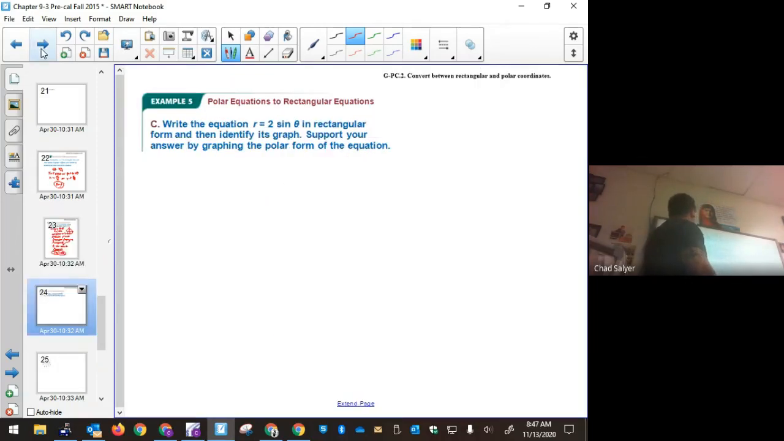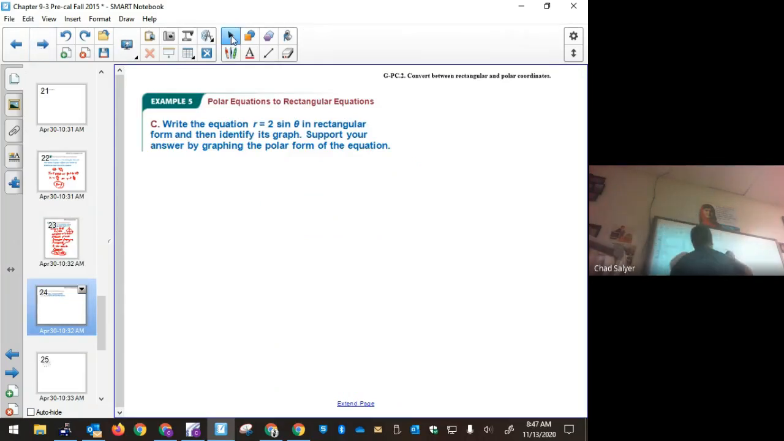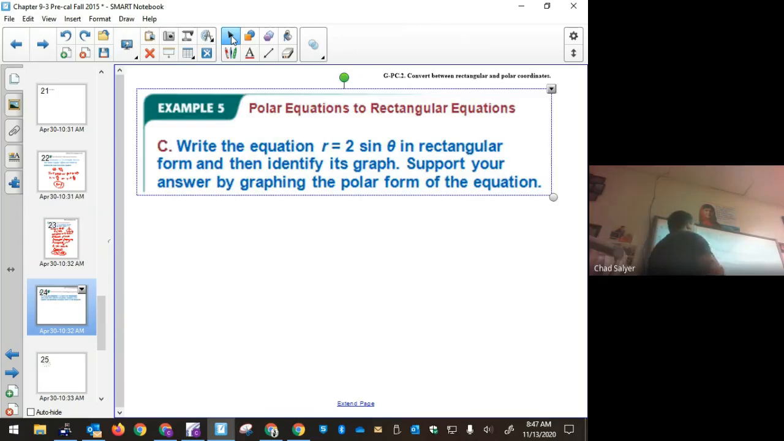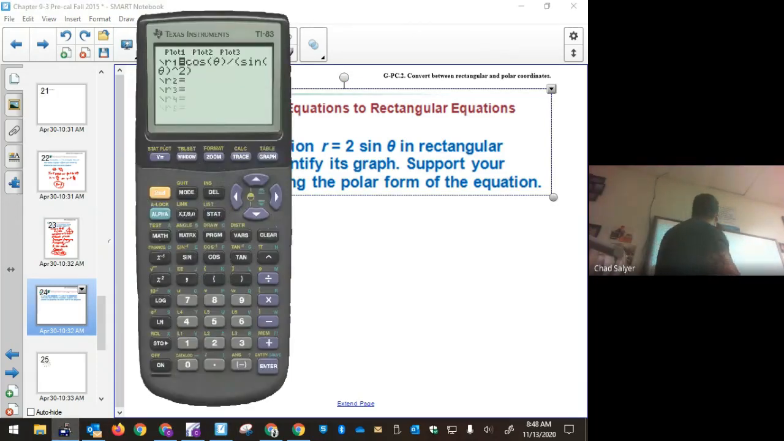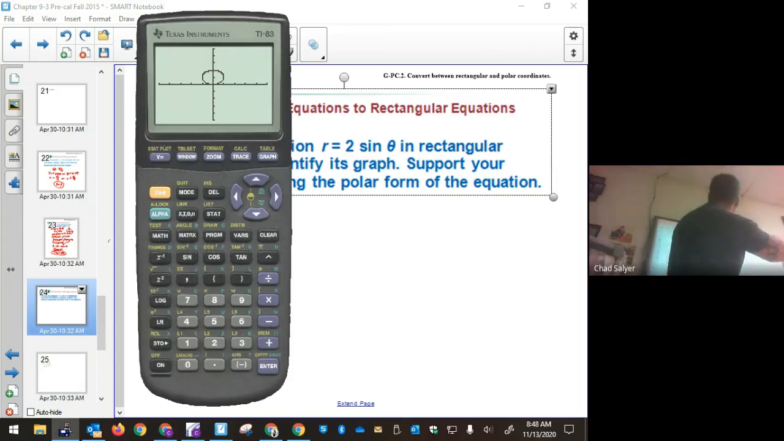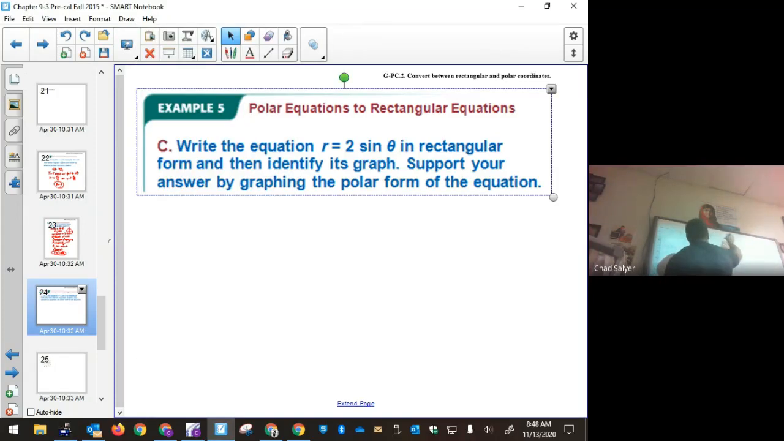Okay, C is in Charlie. So r equals 2 sine theta, in rectangular form, and then identify its graph. So 2 sine theta, that's going to be a circle, I think. Let's look at the polar graph. So as Jesse says, we could look at this, and it's a circle with center 0, 1, has a radius of 1, looks like. So we could write the equation, but you can also derive it algebraically, even if it is tricky.